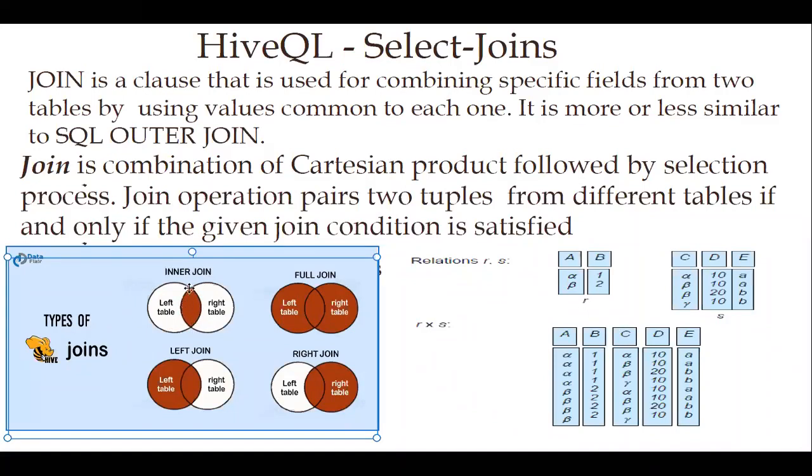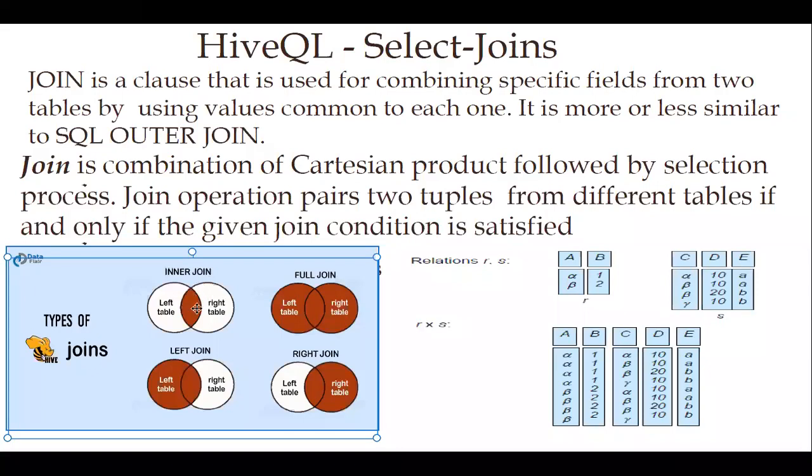This is what we already said. In the inner join, you have the EQ join, theta join, and natural join. If you use the equal symbol, comparing two records to see whether two values are equal or not, then you can say it is an EQ join.